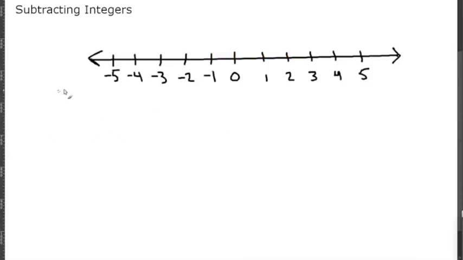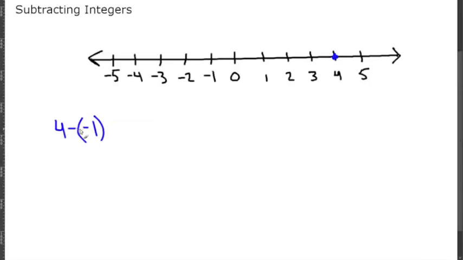Let's look at another example. Let's say we have 4 minus negative 1. And I'm going to put parentheses around this so it's easier for you to see that that's a negative 1. 4 minus negative 1. Now, 4 minus negative 1, you can start here on the number line at 4.